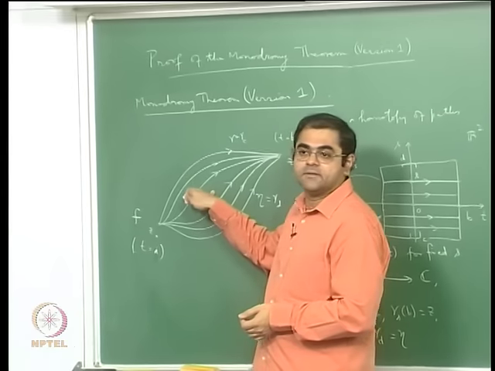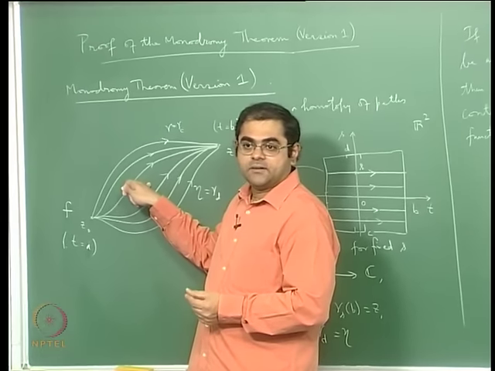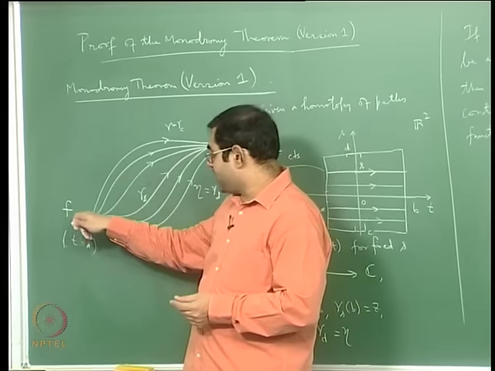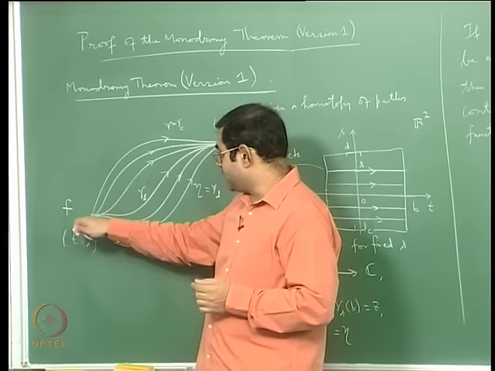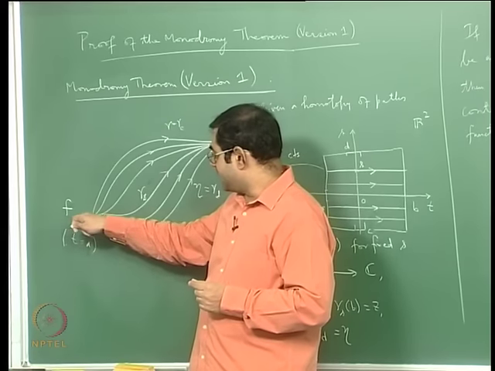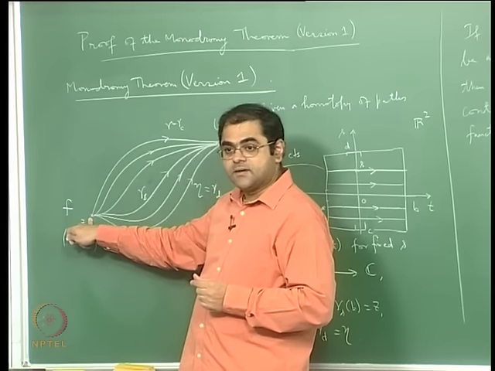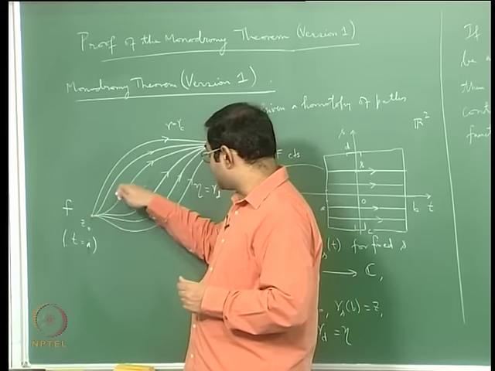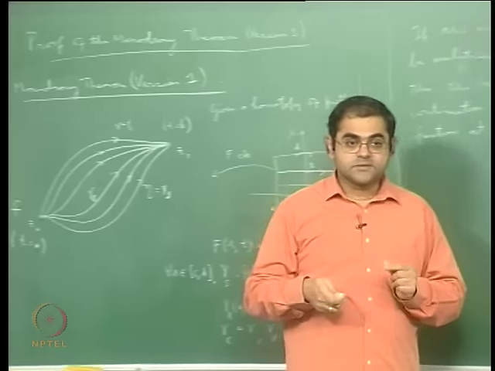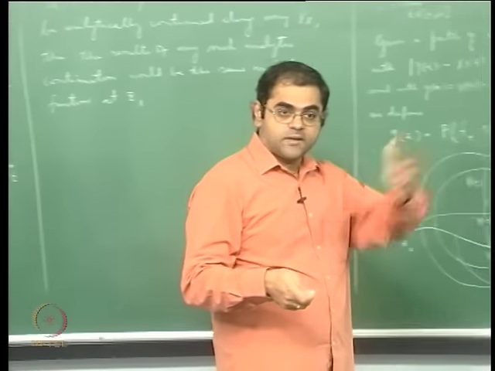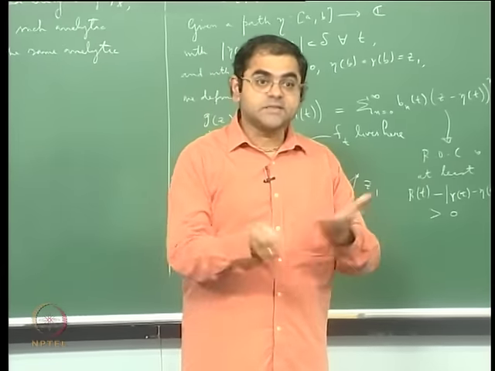There should not be some hole here. For example, it can't be like this: the origin is here and you are starting with a branch of the logarithm, and certainly a path which crosses the origin is a path along which any branch of the logarithm cannot be continued analytically. So such a thing should not happen.